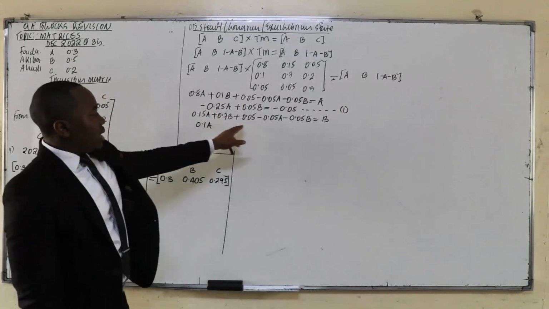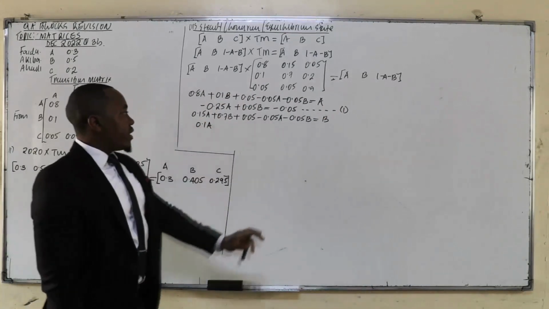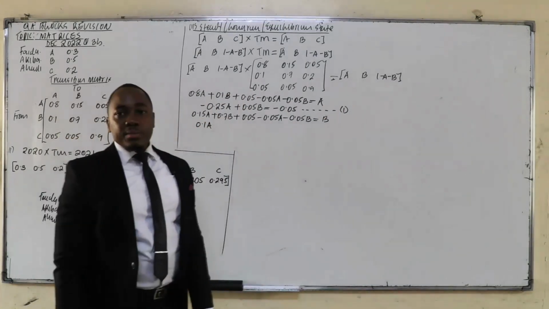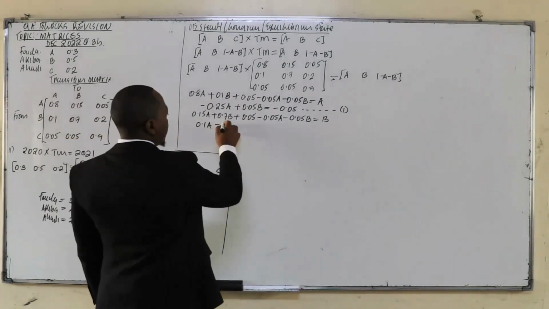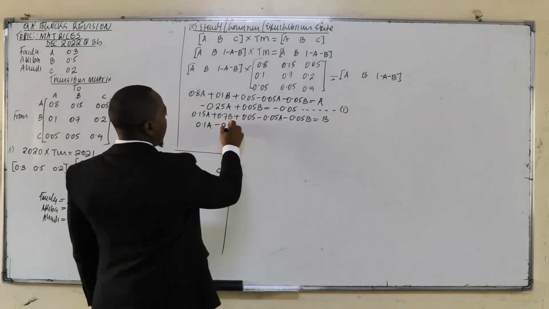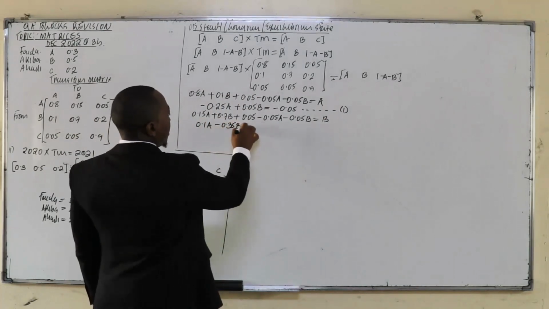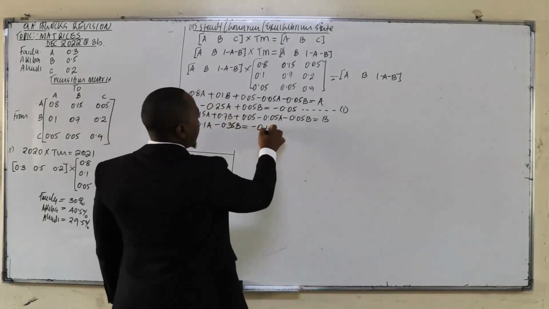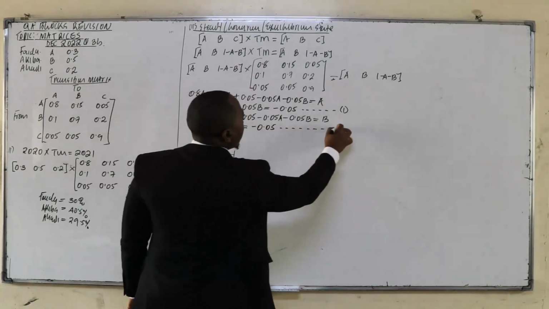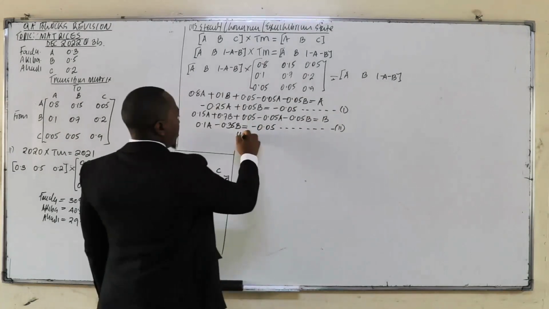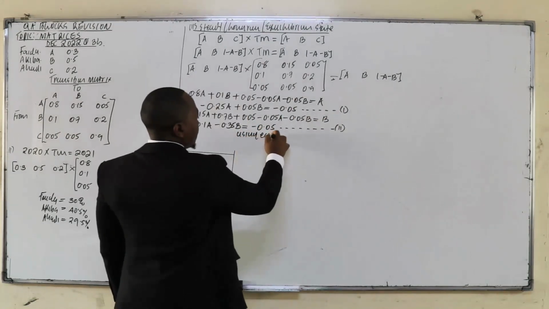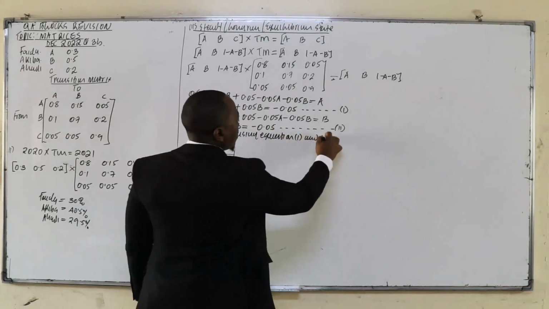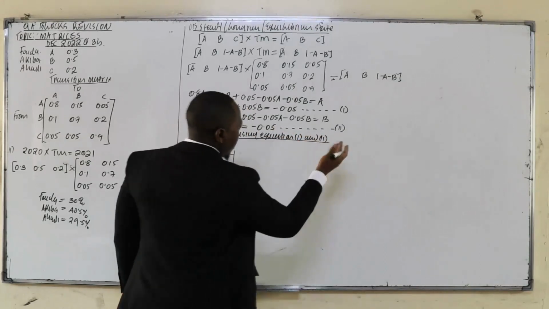0.7B minus 0.05B, you get 0.65B minus 1B, you get negative 0.35B is equal to, you take this to the other side, negative 0.05. You call it equation 2. So now using equation 1 and equation 2, from there we solve simultaneously.